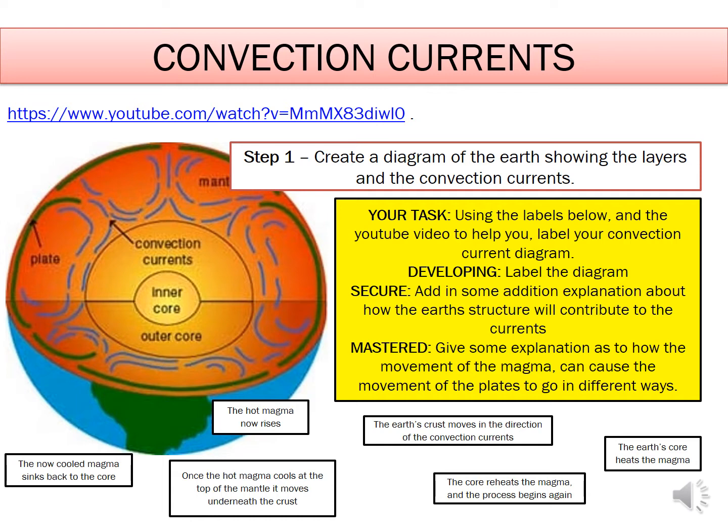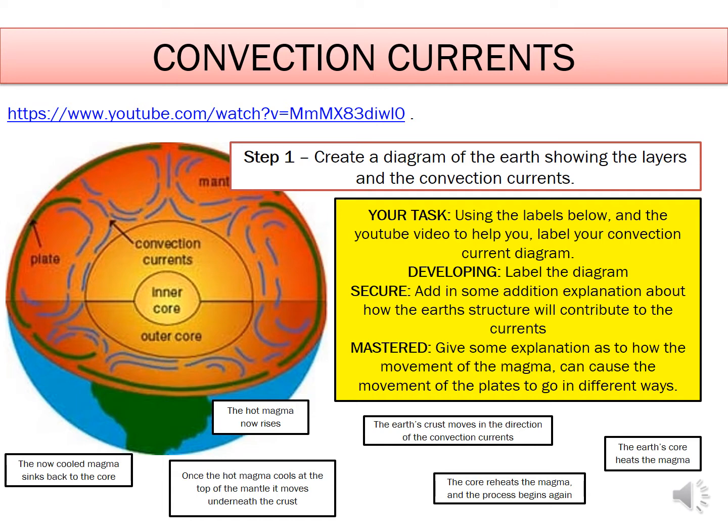The first thing I need you to do is create a diagram of the earth, which shows us the layers. So the inner core, the outer core, the mantle and the crust. And you are going to add in some arrows which represent convection currents. Then I'm going to ask you to use the labels at the bottom of your screen, which you can see in the black boxes dotted around the bottom. And I'm going to ask you to use those labels to create a labelled diagram of these convection currents. You can also use the YouTube video to help you with this task.